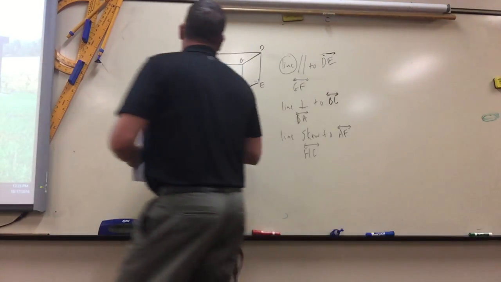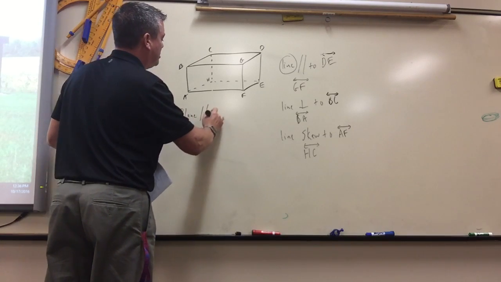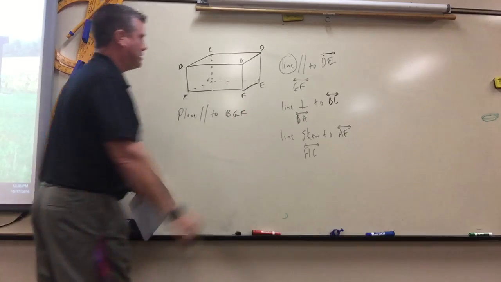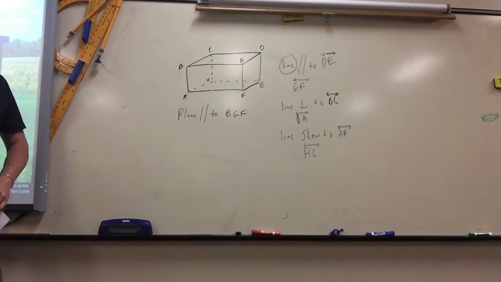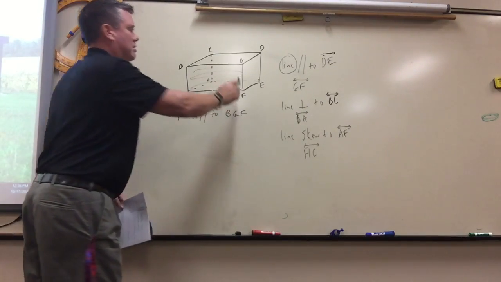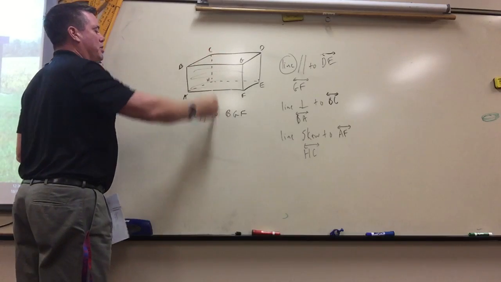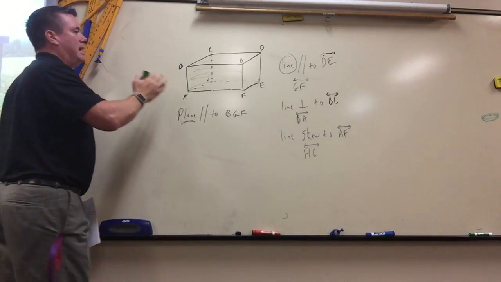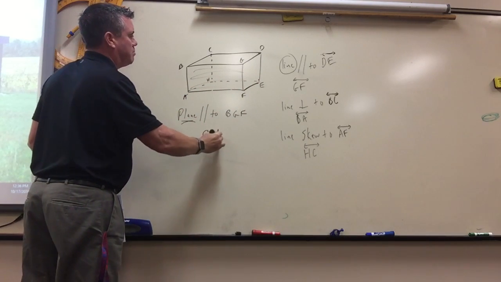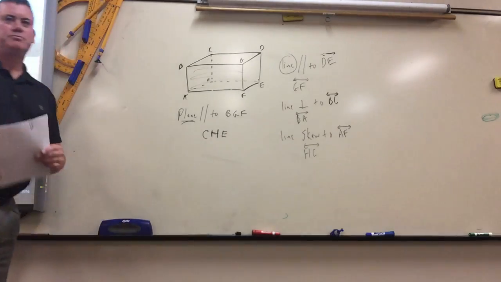And then, let's see, a plane parallel to BGF. So BGF is the front. So what would it be? CHD. The back one. So remember, when you name a plane, you just need to pick any 3 letters. There's 4 letters you can choose from. You just need to put 3 of them. Any 3. CHE. Okay?